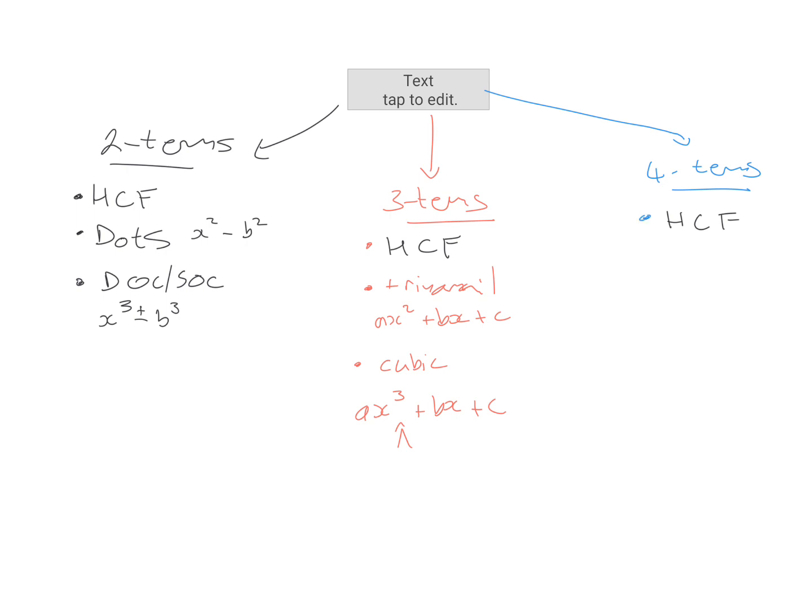When I have 4 terms, I'm always looking for highest common factor, or I'm looking for grouping, or alternatively, later on you look for cubic functions, which are in the form of ax cubed plus bx squared plus cx plus d. Right, and that essentially is still possibly a grouping question, depending on what those coefficients are. And that is our factorizing.